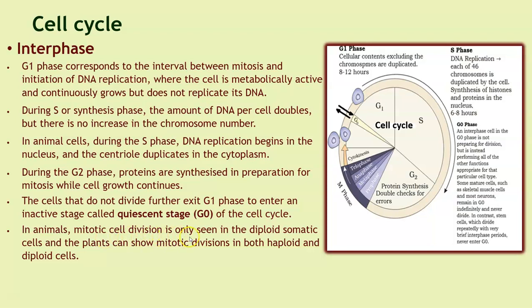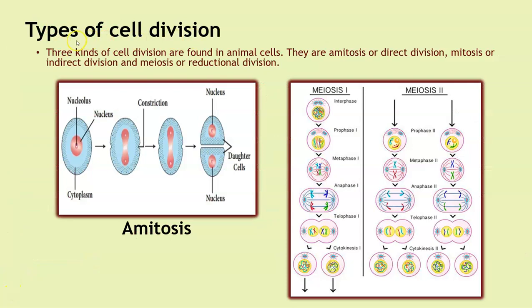In animals, mitotic cell division is only seen in the diploid somatic cells, and plants can show mitotic division in both haploid and diploid cells. Students, let us quickly know what are the types of cell divisions. There are three kinds of cell division which are found in animal cells. They are amitosis or direct division, mitosis or indirect division, and meiosis, which is also called reductional division. So what happens in the M phase, in your meiosis as well as your mitosis, we will see further.